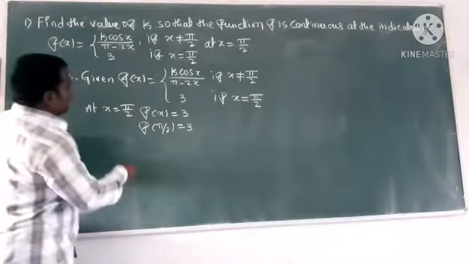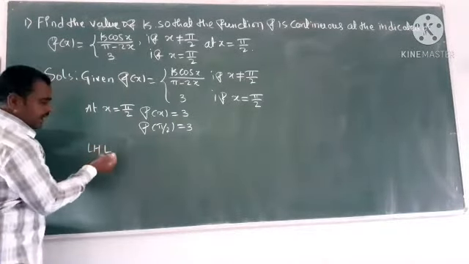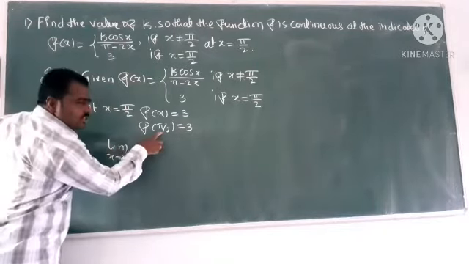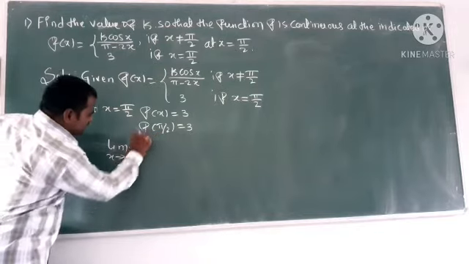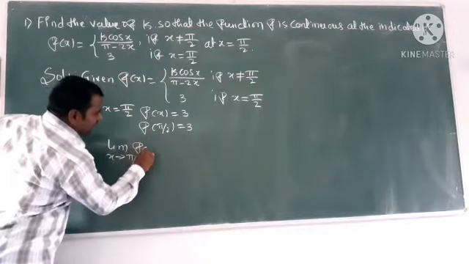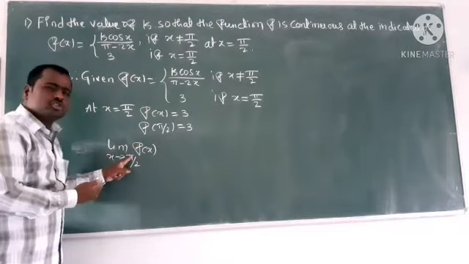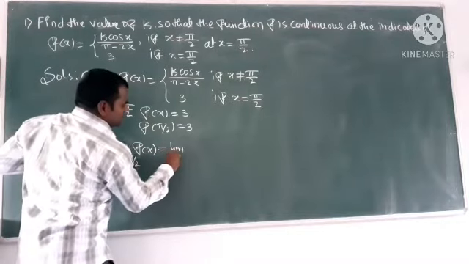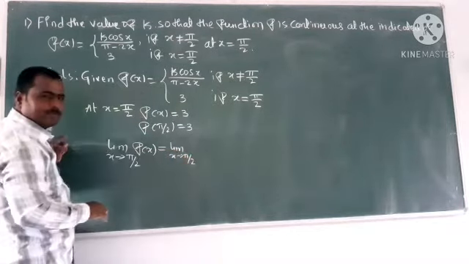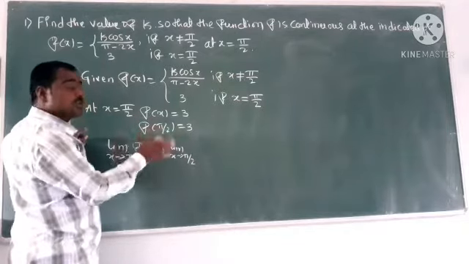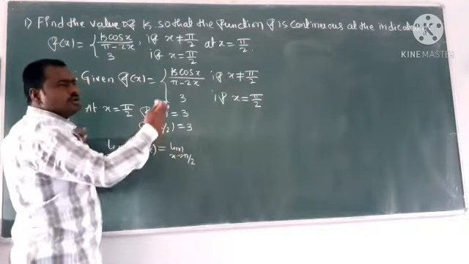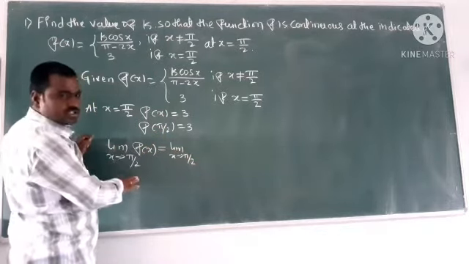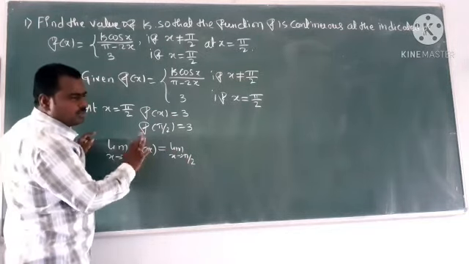Look at this one, LHL or RHL, whichever you are going to take. Limit x tends to pi by 2 of f of x. I have not mentioned positive or negative, so both conditions are there here. In this case only, not for everything, it is better to put x is equal to pi by 2 minus h or pi by 2 plus h, and apply both LHS and RHS conditions. But here I am going to use a simple method.